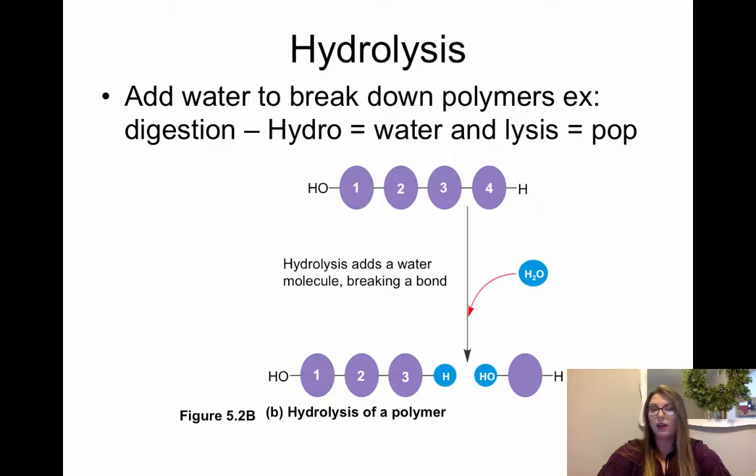So can you think of anywhere in the human body, or any animals, that would use this process? So when you think about digestion, that's the breaking down of food to macromolecules so they can be further broken down into energy for our cells to use.